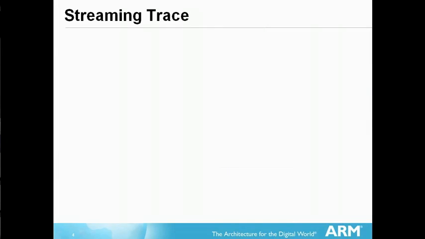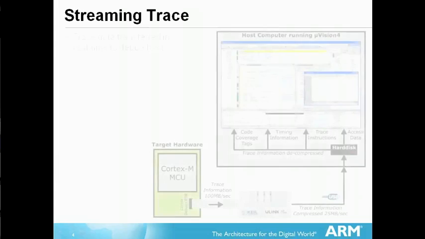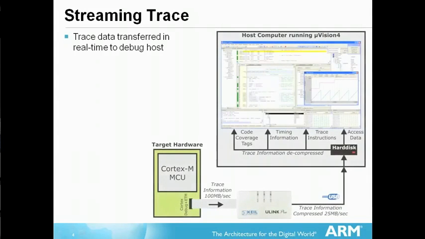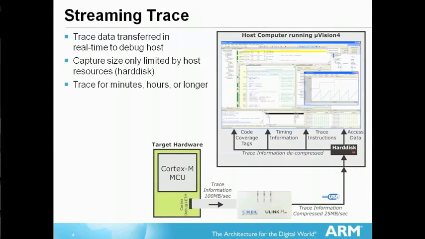ULINKpro's streaming trace implementation has no such restrictions. Trace data is transferred directly to the host in real time. Trace information can be captured for minutes, hours, or even days without any loss of data. This is critical to provide 100% accurate code coverage information, and only ULINKpro provides this functionality.